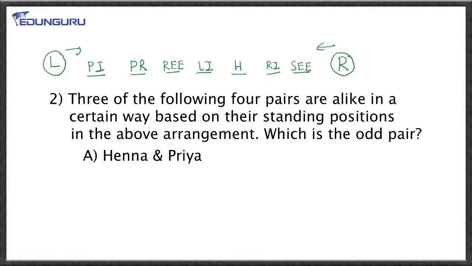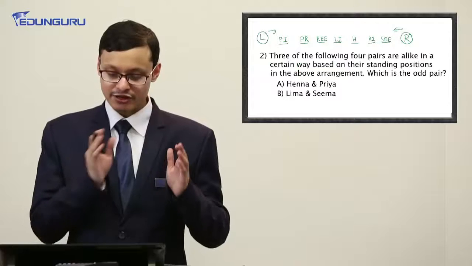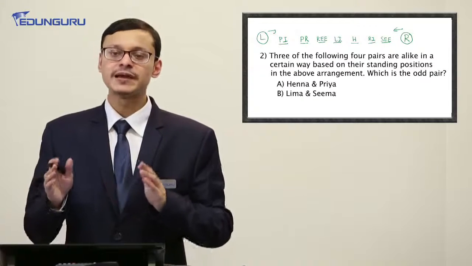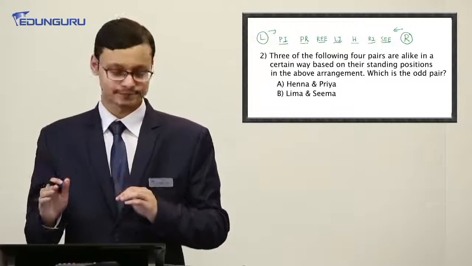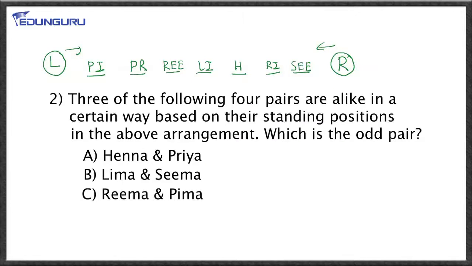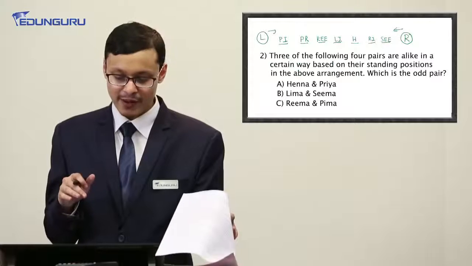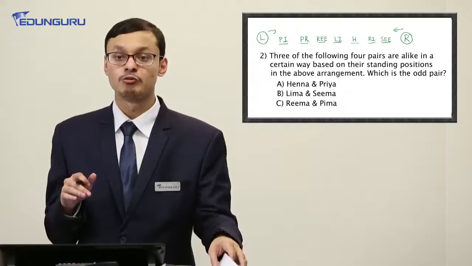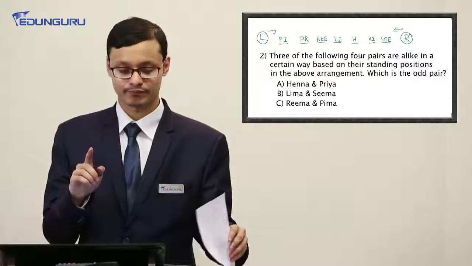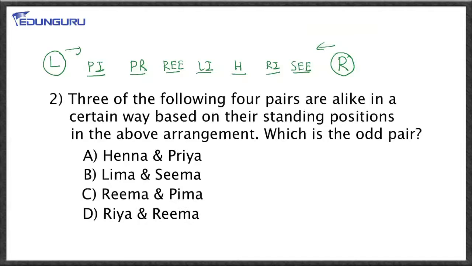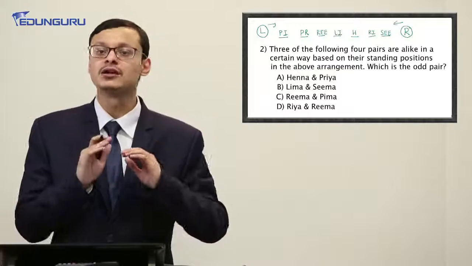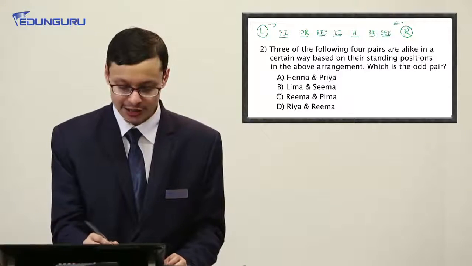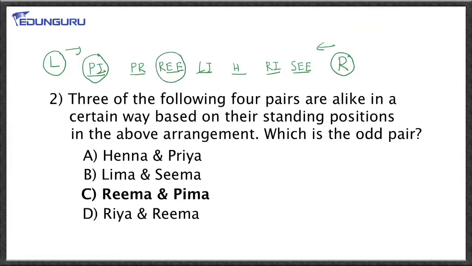Looking at option B, Lima and Seema, their positions are 4 and 7, which means there are 2 people sitting in between. The third option here is Rima and Pima. Rima and Pima are in 1 and 3, which means there is only 1 person sitting in between. What about option D, Riya and Rima? Again you have 3 and 6, which is 2 people sitting in between. Hence the odd one is Pima and Rima. That is why this is the odd pair, because there is only 1 person sitting in between. In all the other 3 pairs, there are 2 people sitting in between.